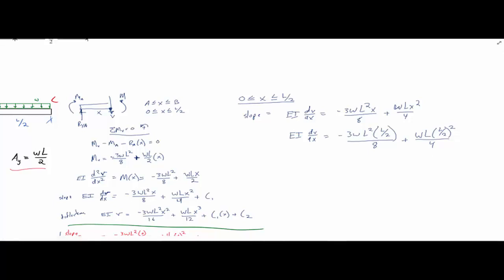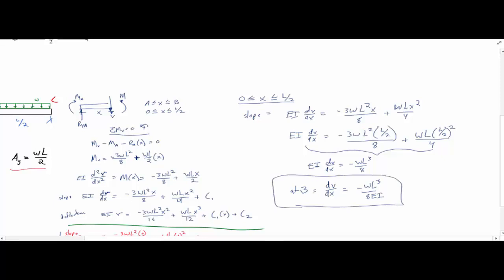Okay, so reducing this down, I'm not going to go through the math because this is really just algebra at this point, no longer mechanics of materials. But you could say EI dν over dx then equals negative wL cubed over 8. And then we could say our slope at B equals negative wL cubed over 8 EI. Okay? So that's the answer for part B.